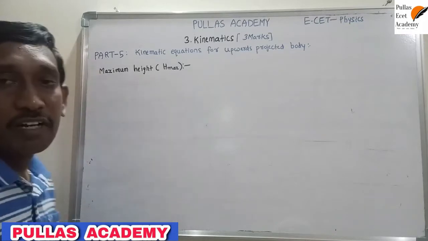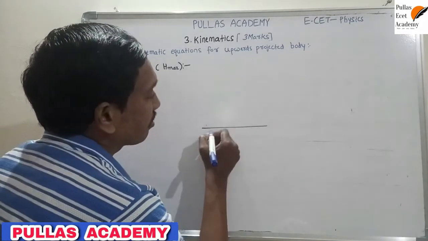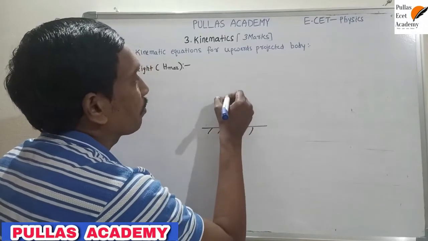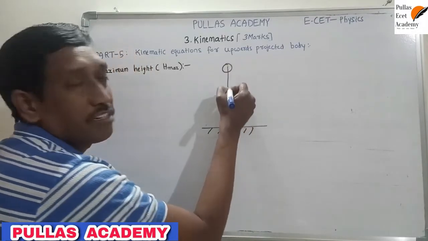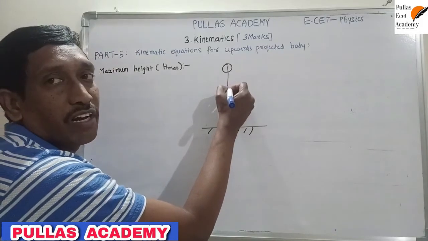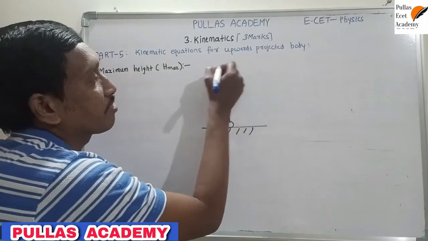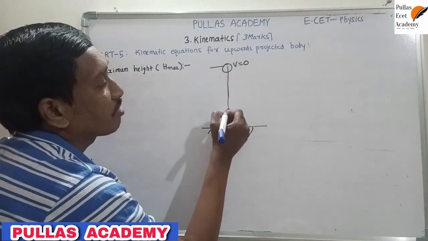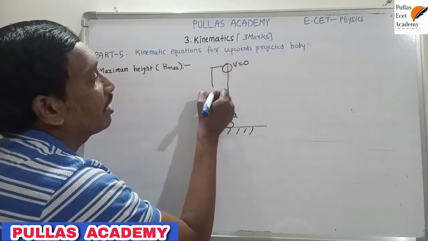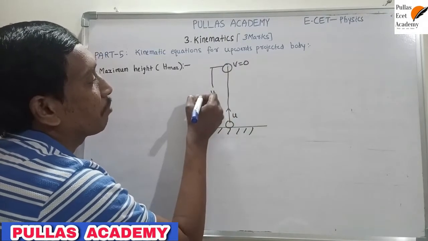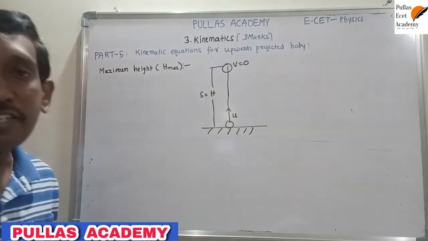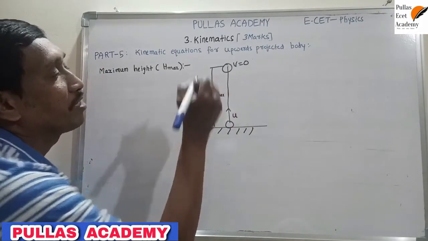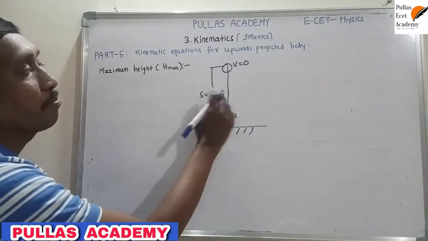What is maximum height? I already explained. For example, this is the ground. One body is projected upwards. Suppose it moves along a vertical straight line upwards, and gradually the velocity decreases. At a certain height the velocity becomes 0. Where its velocity becomes 0, that height, that displacement, is considered as the maximum height. That is denoted by capital H or sometimes H max. Max means maximum.